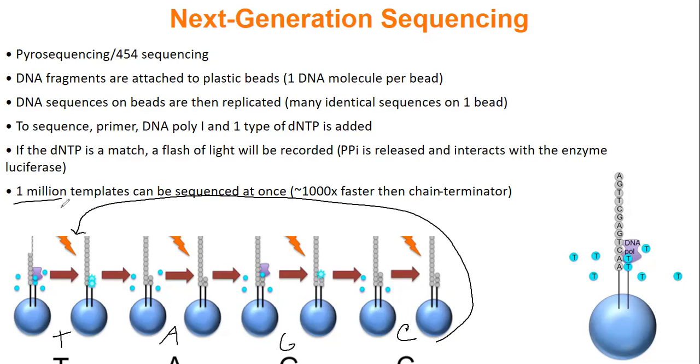So you can sequence 1 million DNA strands, which when you do the math, comes out to be roughly 1,000 times faster than the Chain-Terminator sequence method. So that is one way you can sequence a whole genome incredibly fast by using pyrosequencing. Any questions about our pyrosequencing there?